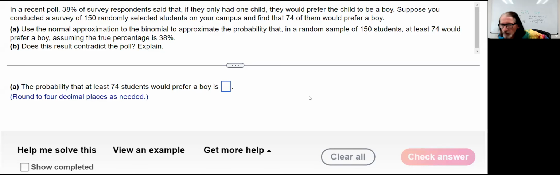In this problem walkthrough, we're told that in a recent poll, 38% of survey respondents said that if they only had one child, they would prefer the child to be a boy. You have a survey of 150 randomly selected students on your campus and find that 74 of them would prefer a boy. Well, we've got a fixed number of trials with 150. We have just two outcomes. The only child would be a boy, or it would not be a boy.